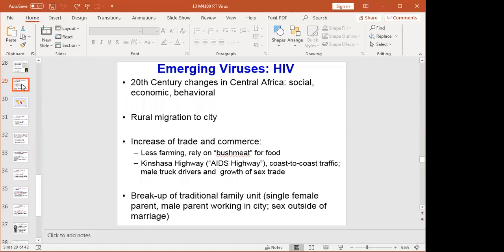And Kinshasa Highway was dubbed as the AIDS Highway because there was a coast-to-coast traffic. Male truck drivers were working there continuously, and there was a growth of sex trade leading to HIV dissemination. And also another reason for emerging HIV is the breakup of traditional family units. We have a lot of single female parents, male parents working in city, sex outside of marriage, etc.